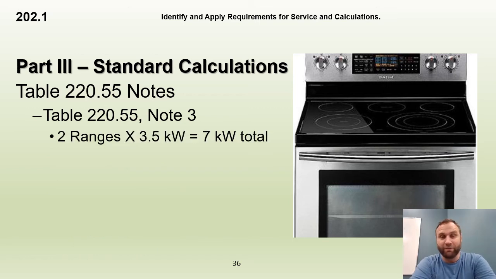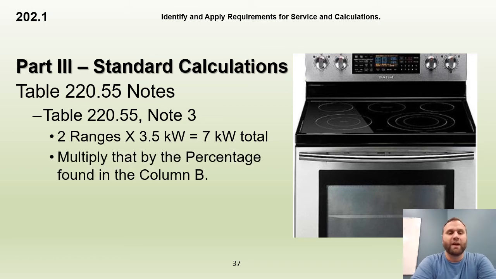In our example, we have two ranges, and each of those are rated at 3.5 kilowatt. So I can add those two ranges together because they're the same rating. Add them together, that gives me a total of 7 kilowatts. And then I multiply the 7 kW by the percentage found in column B.